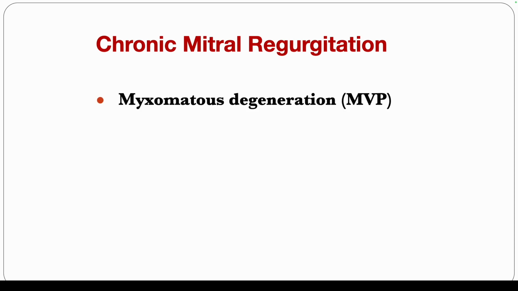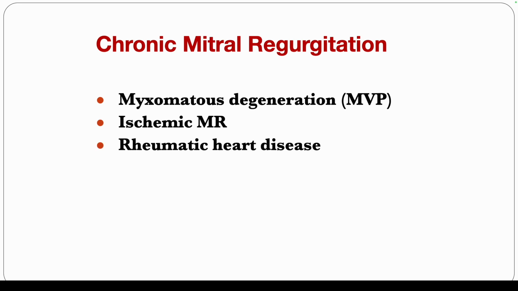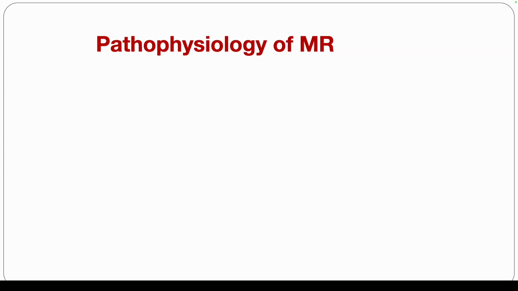Chronic mitral regurgitation: myxomatous degeneration is the most important cause in young adults. The most important reason for MR is myxomatous degeneration, that is, mitral valve prolapse syndrome. Ischemic mitral regurgitation, rheumatic heart disease. Rheumatic heart disease as a cause of mitral regurgitation is far less common. When you see mitral stenosis, you think of rheumatic fever. When mitral regurgitation, think of myxomatous degeneration, infective endocarditis.